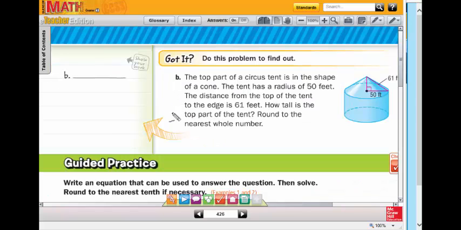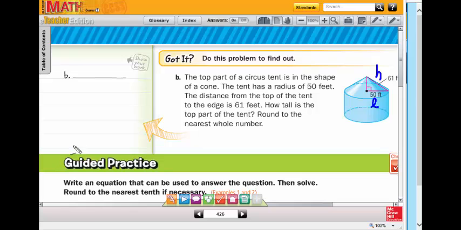Problem B. The top part of a circus tent is in the shape of a cone, so we can see the cone here. The tent has a radius of 50 feet, so that's right here. That's obviously a leg. And the distance from the top of the tent to the edge is 61 feet, so obviously we're looking here at a hypotenuse. So we need to find the distance of the other leg. They ask how tall is the top part of the tent, round to the nearest whole number.